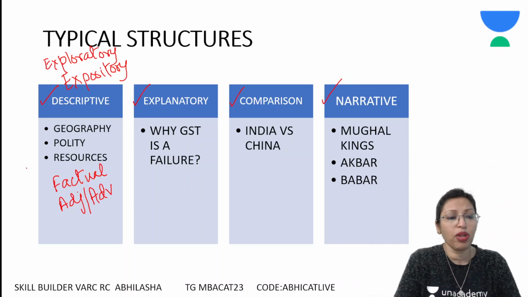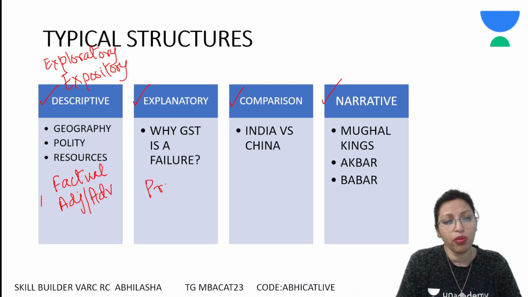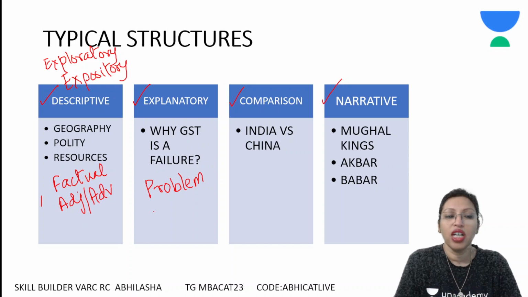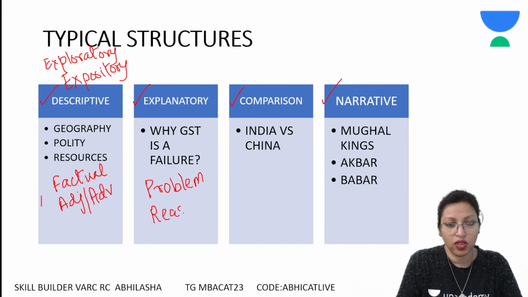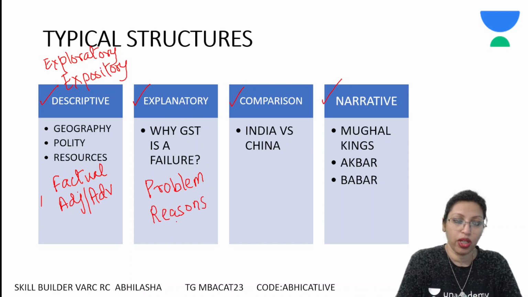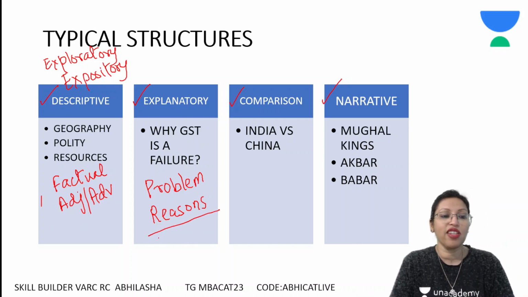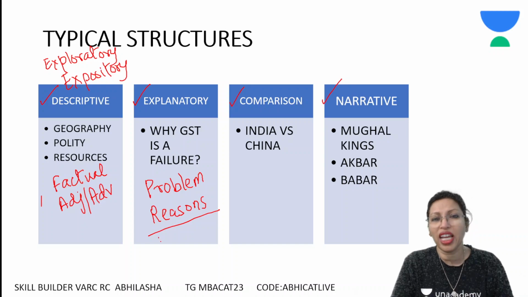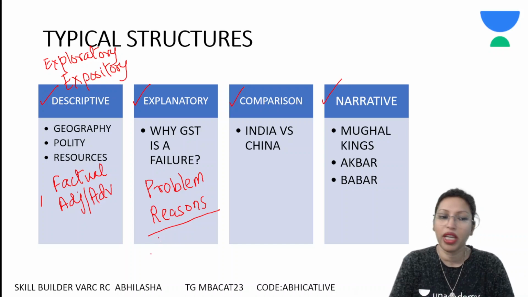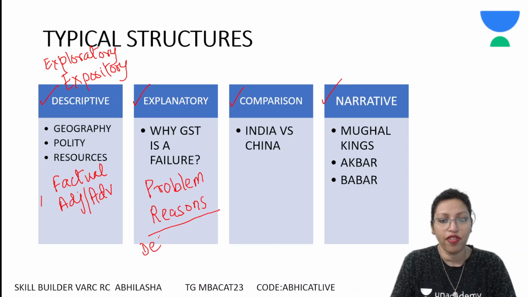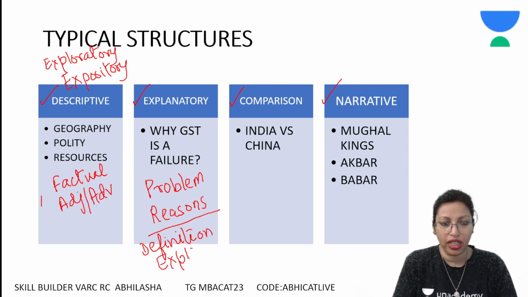So generally in an explanatory article you would have a problem defined in the beginning, and then you would have reasons for that, okay. So that would be an explanatory article. Sometimes they may just define a problem and then go ahead and explain the problem also. That could also be an explanatory article. So a definition of a problem followed by an explanation of the problem. That could also be a possible structure.